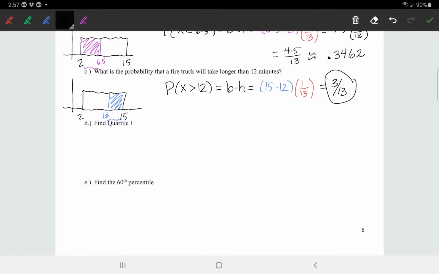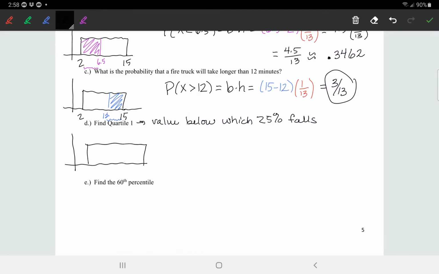Now we can also ask about the quartiles. So the first quartile, remember this is the value below which 25% of the data falls. Okay, so if we were to draw that, what we would be looking for, again, between 2 and 15, we are going to be looking for 25% of the data. So we'll be looking for an area that has 25%, and we're going to be looking for that value k.